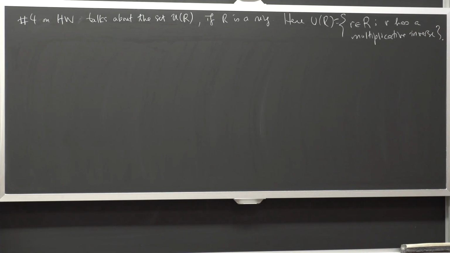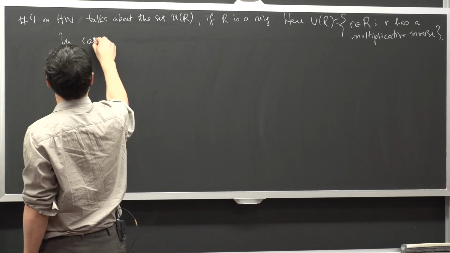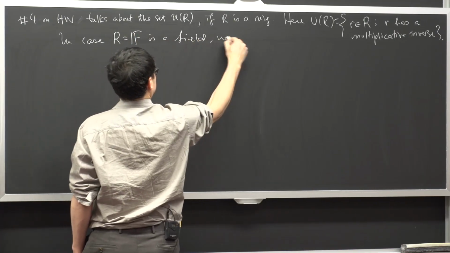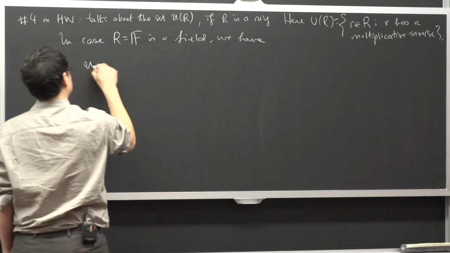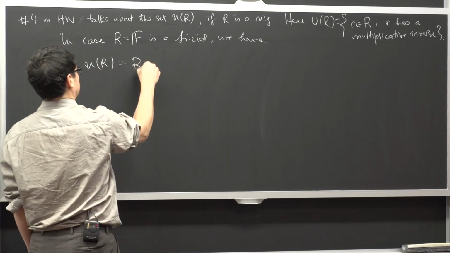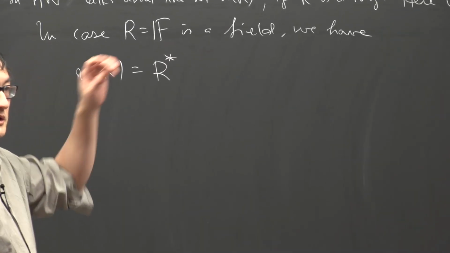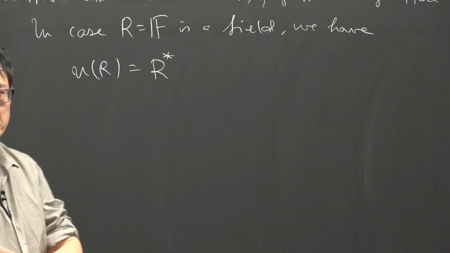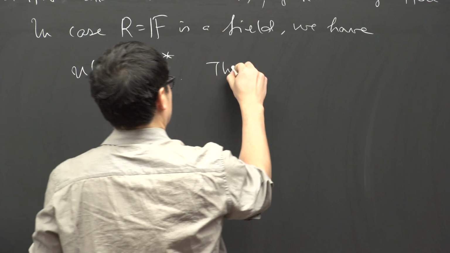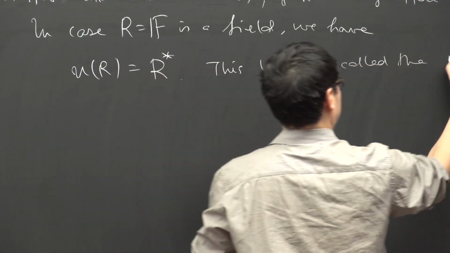Everybody okay with that? So in the case when R is a field, what is U of R? R minus 0. That's given by R star. Does it make sense? In a field, everything has a multiplicative inverse except for 0. So this U of R is called the group of units.